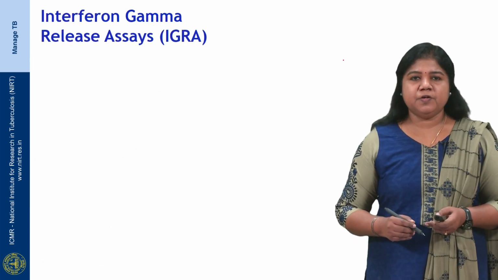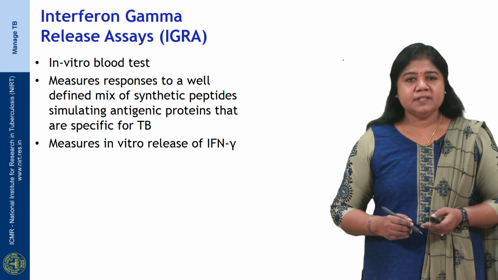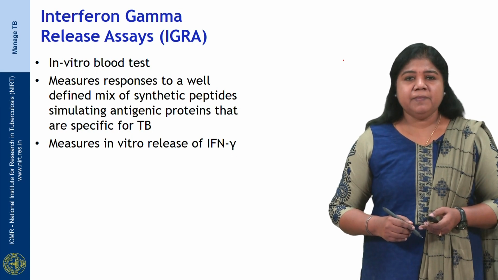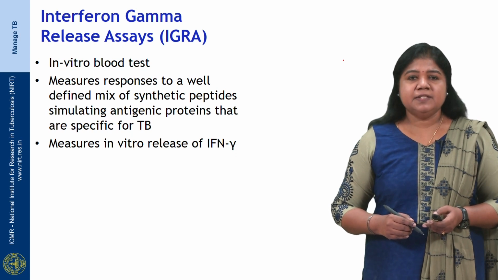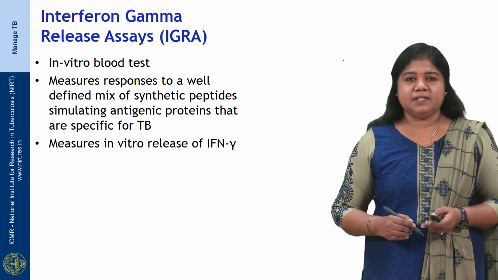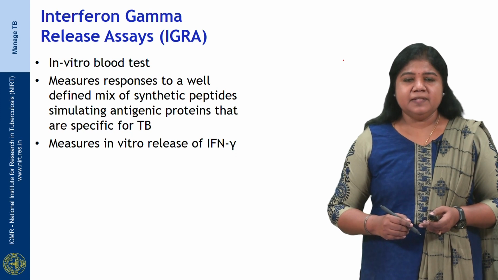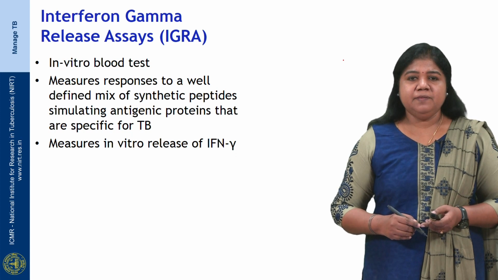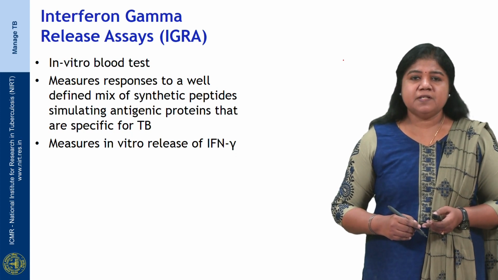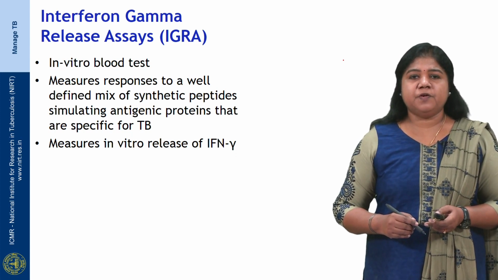So, what is interferon gamma release assay? It is an in vitro blood test. It measures responses to a well-defined mix of synthetic peptides stimulating antigenic proteins that are specific for tuberculosis. These are ESAT-6, culture filtrate protein 10 and TB 7.7. This measures in vitro release of interferon gamma.